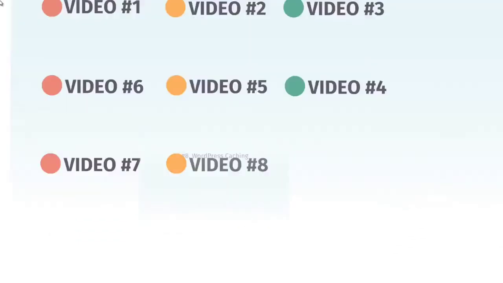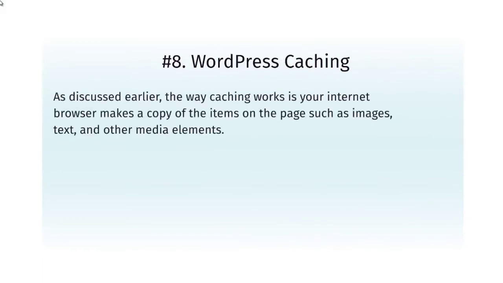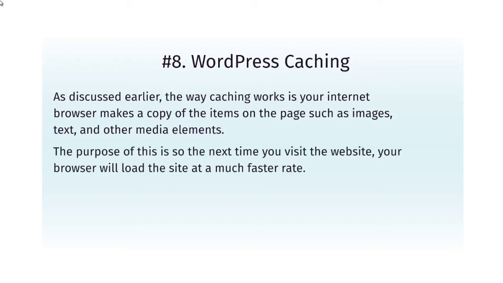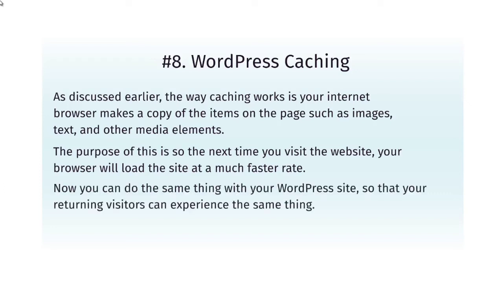This is video number 8, and we're going to talk about WordPress caching. So as discussed earlier, the way caching works is your internet browser makes a copy of the items on the page, such as images, text, and other media elements. So as you can imagine, the purpose of this is that the next time you visit a website, your browser will load the site at a much faster rate. Now, you can do the same thing with your WordPress site so that your returning visitors can experience the same thing. So that way they visit it once and it might load somewhat slow, but the next time they visit it, it'll load really, really fast.